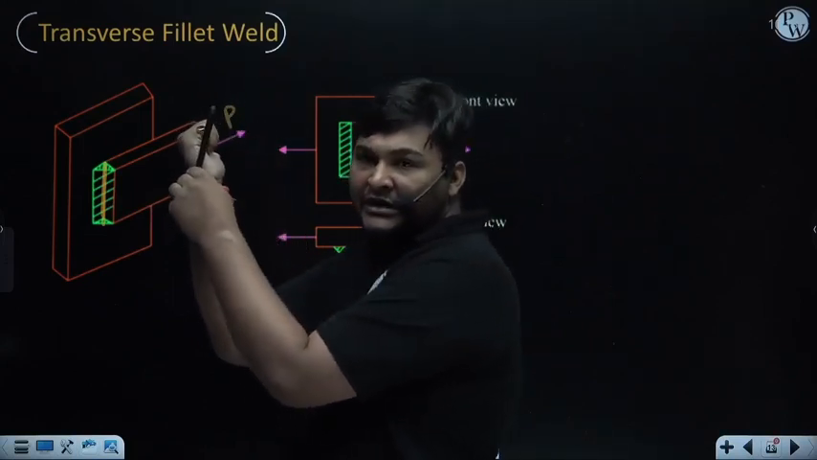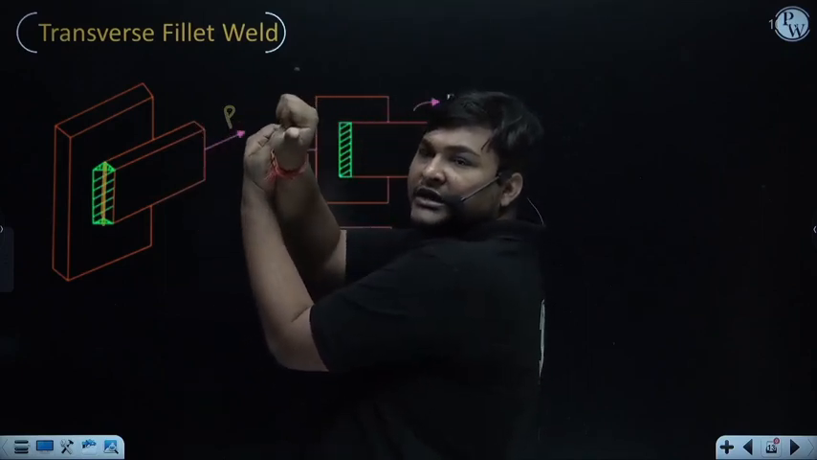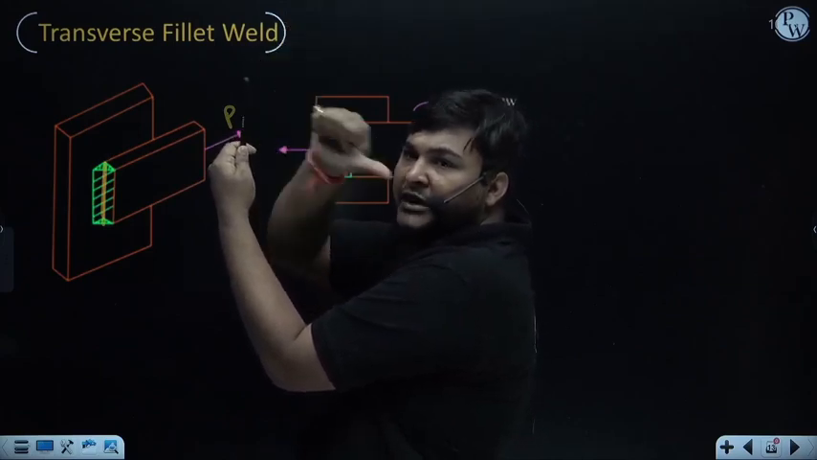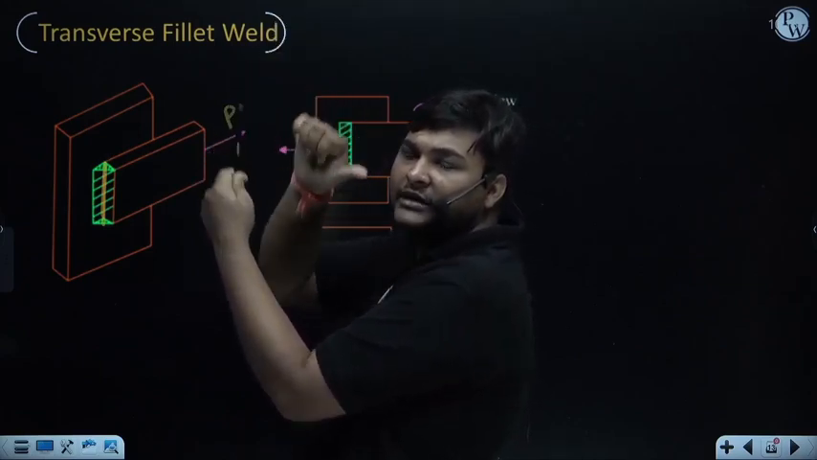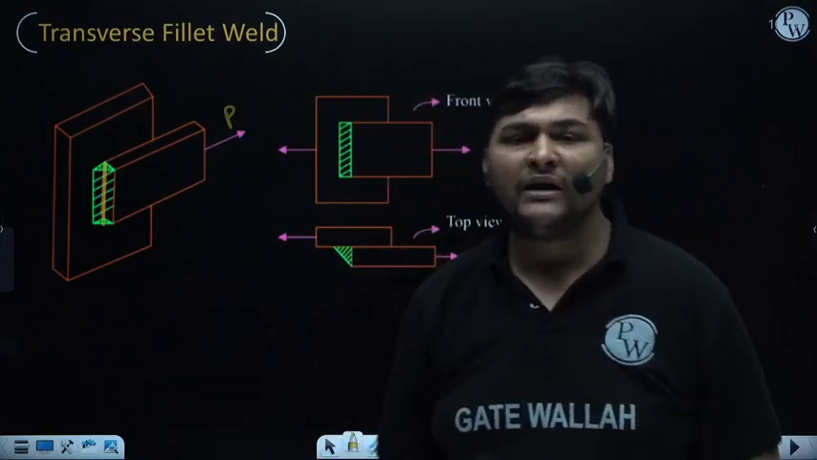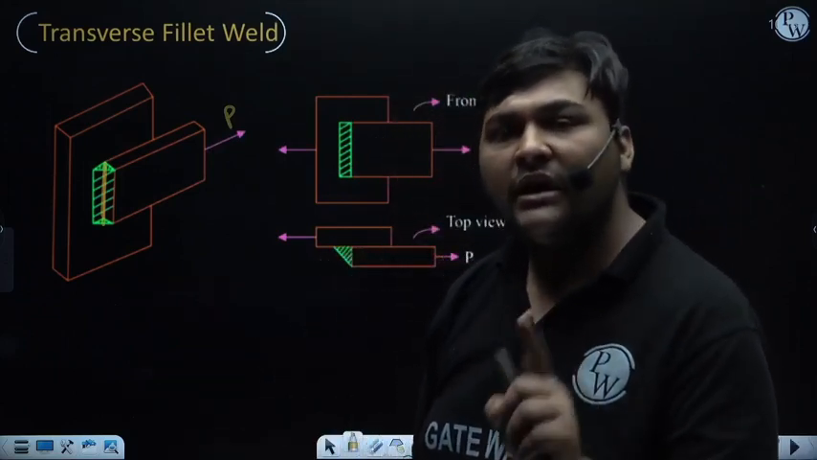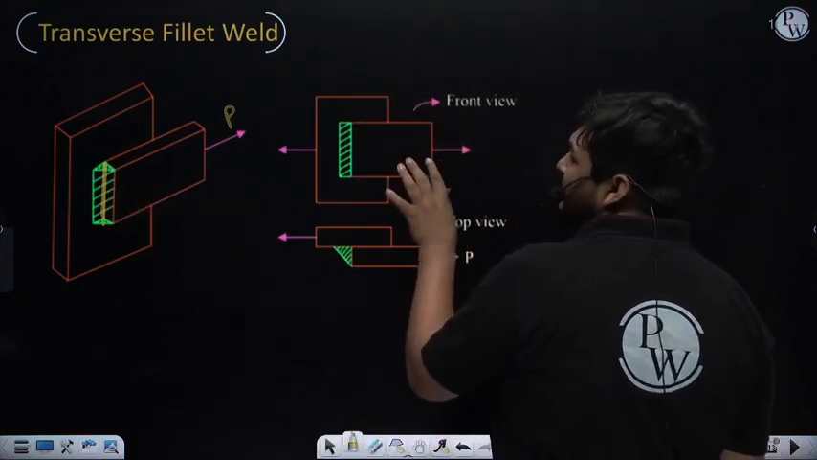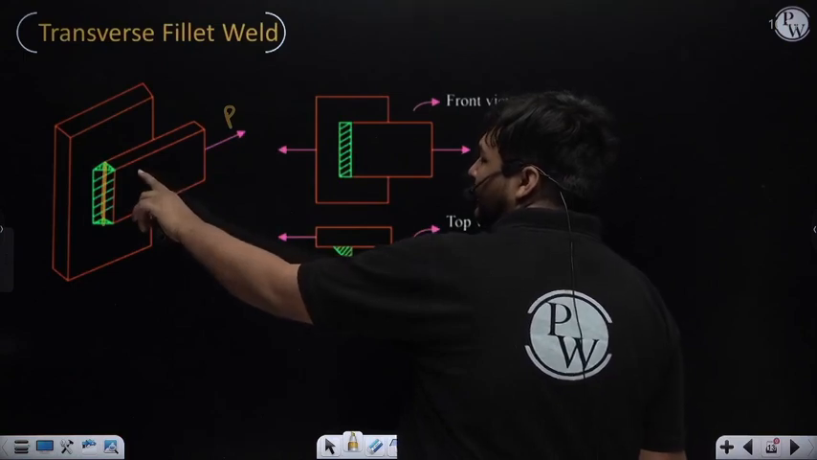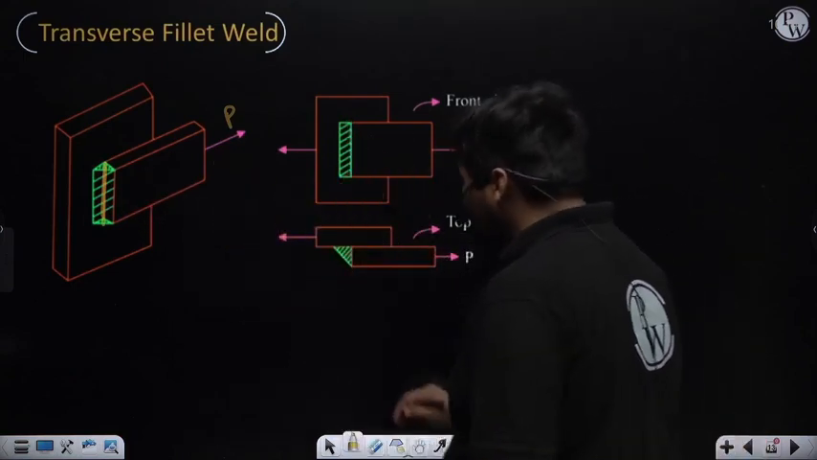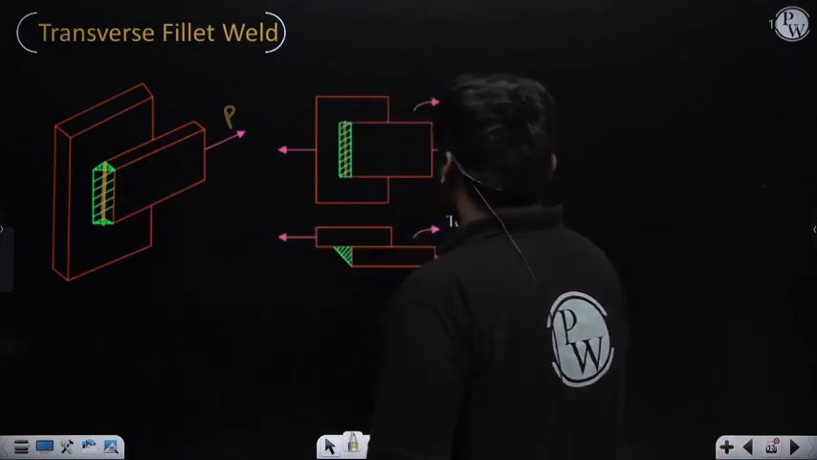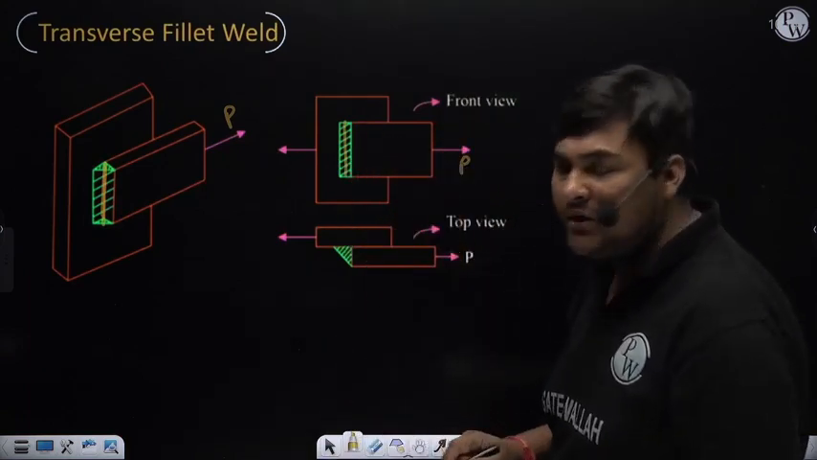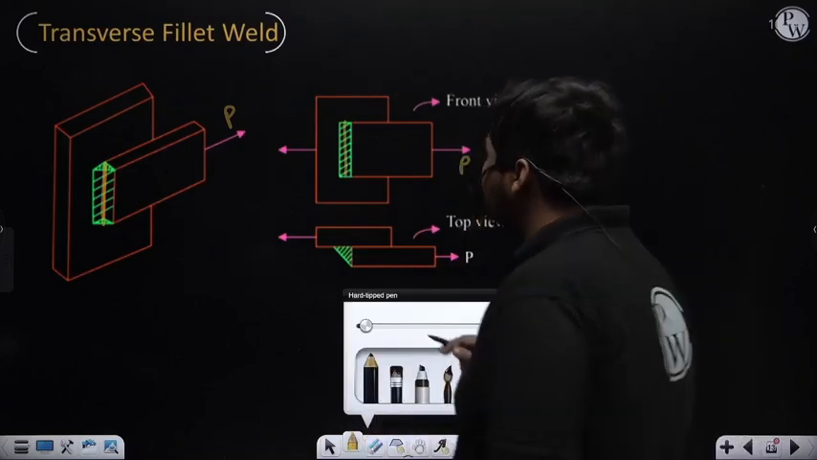I am bringing this into your view side, it is like this. So you can see this is the weld length, this is force P, and force P is perpendicular to weld length. And if force P is perpendicular to weld length, then that fillet weld is known as transverse fillet weld. So here this fillet weld is transverse fillet weld. In this diagram also you can imagine this side view of this welded joint. This is weld length and it is force P, and force P is perpendicular to weld length. Since force P is perpendicular to weld length, this fillet weld is known as transverse fillet weld.